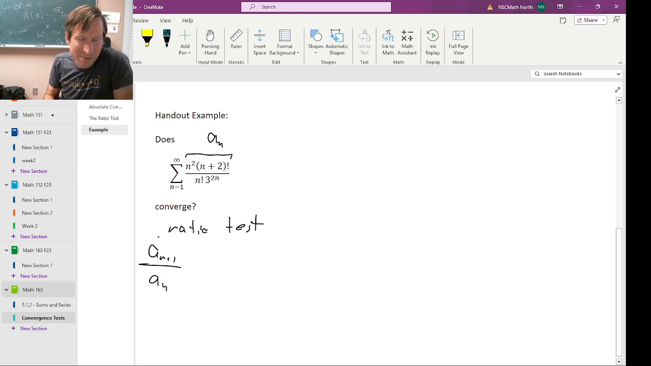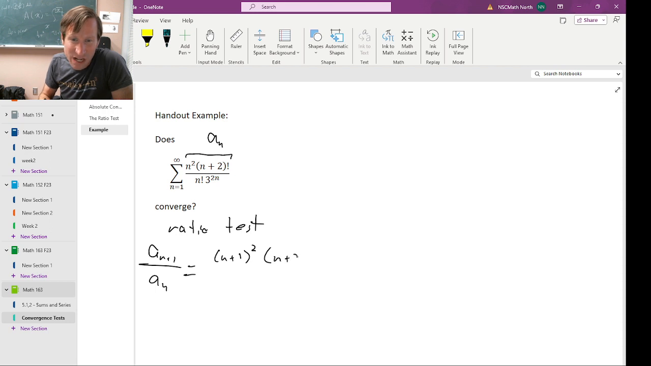Again, I'm not writing the absolute values because everything is positive. So we get n plus 1 squared times, right, if we're plugging in n plus 1, then this stuff in the factorial is n plus 3 factorial over, and then in the denominator, n plus 1 factorial, and then here's 3 times 2 times n plus 1, like that.